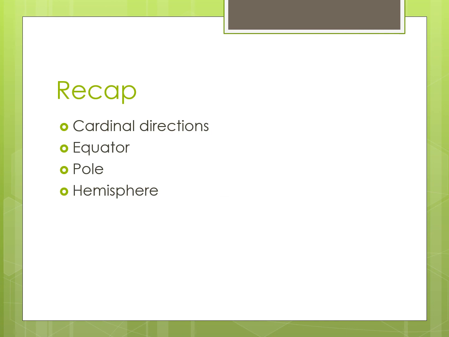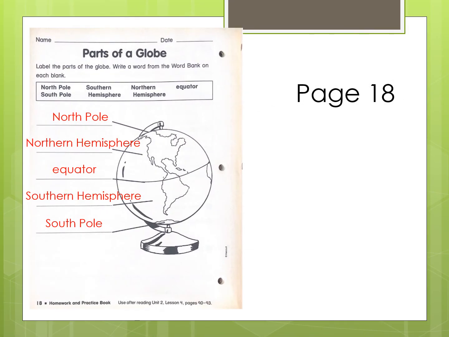So let's recap children. We learnt four things today: cardinal directions, equator, pole and hemisphere. I want you to open page 18 and we will solve this page together in class, or you can do it at home with your pencils. Now tell me what it is. It says label the parts of a globe, right?